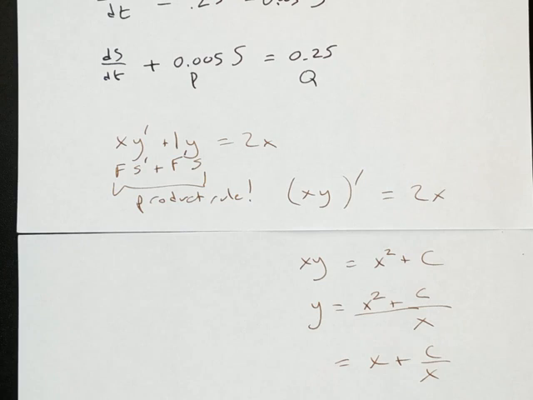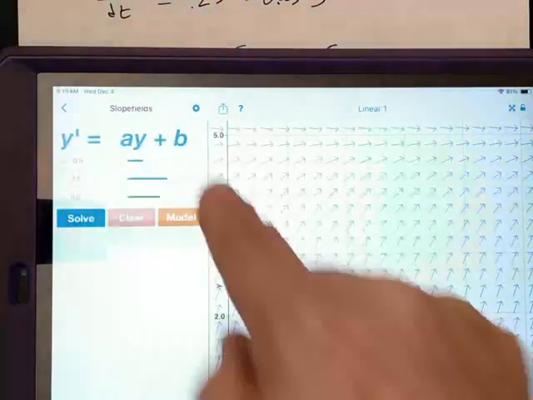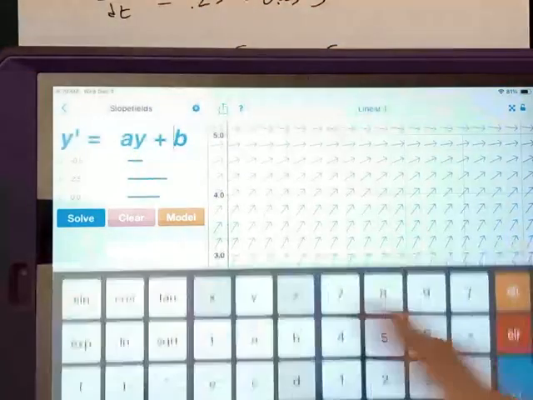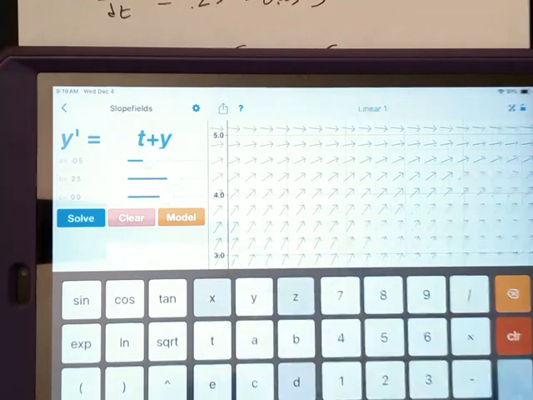All right, wait a second. I'm going to go back to slopes for a minute. And I'm going to draw the slope field for the differential equation we were just looking at. y prime equals, clear that. This uses t, not x, so t plus y.